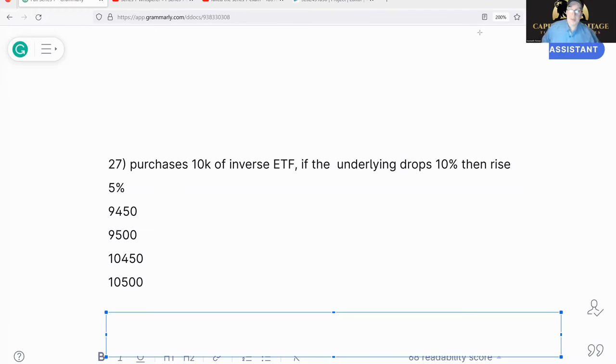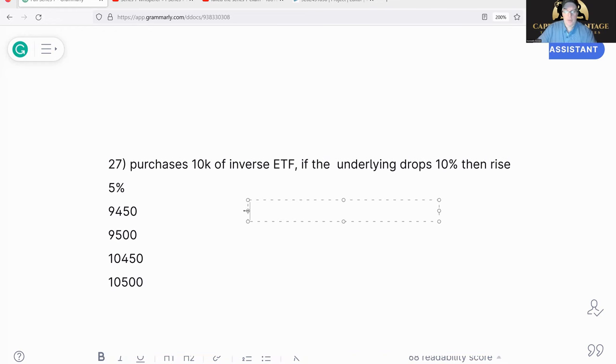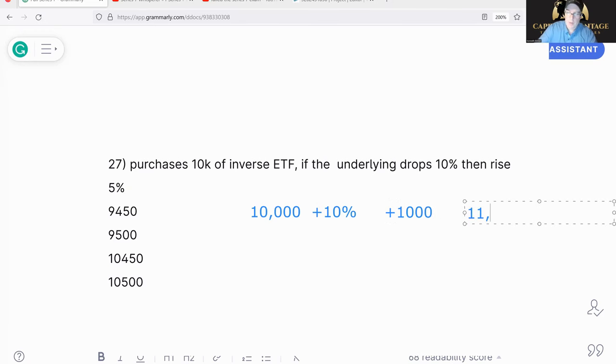Okay, here's another one, but this is an inverse ETF, not leveraged. Got to read the question: inverse. So that means whatever the market does, it's going to do the opposite. So again, here we start at a grand old 10 grand. We're starting at 10,000. And then the market dropped 10%. So that means we're going to go up 10%. What's 10% of 10 grand? That's 1,000. So we're going to add $1,000 to this, which is going to equal 11 grand. I think we're okay with that.